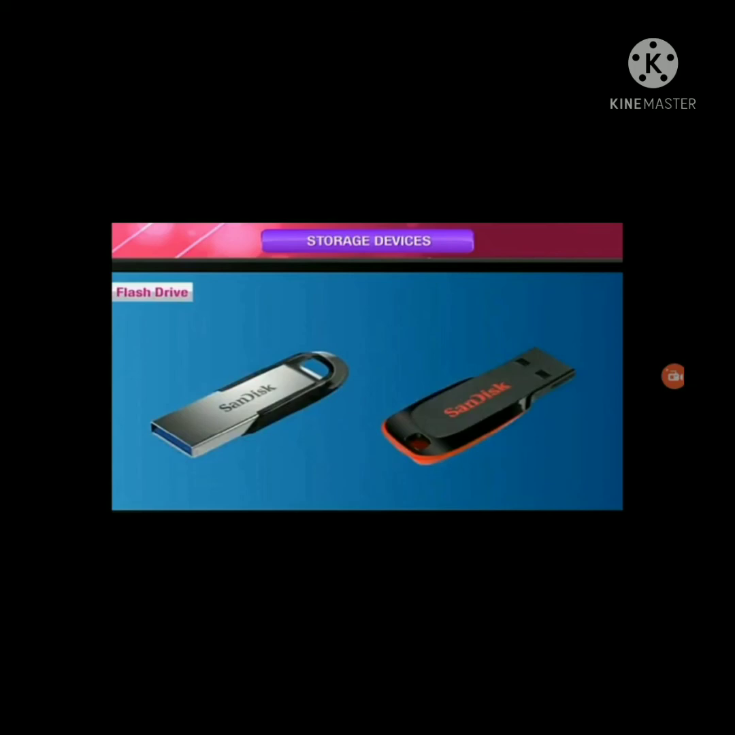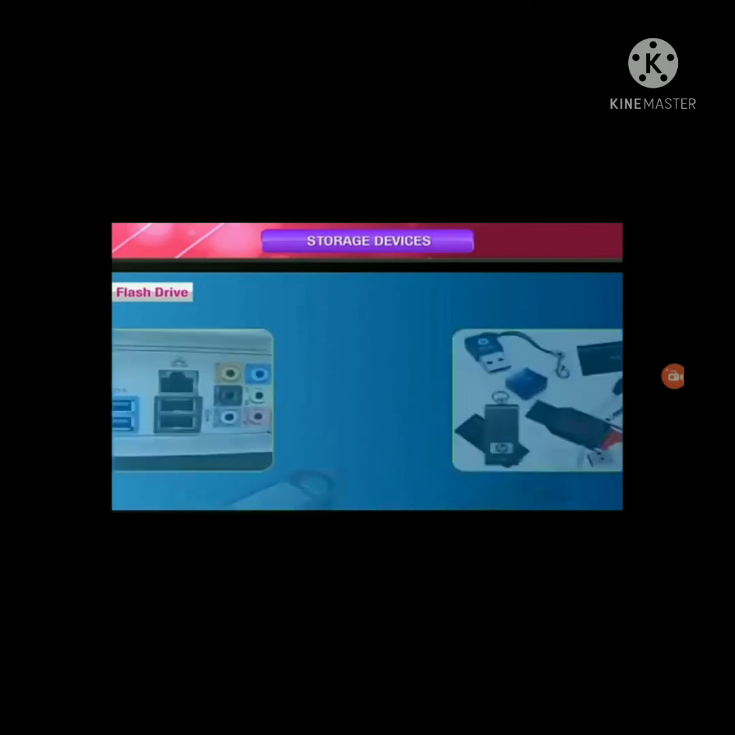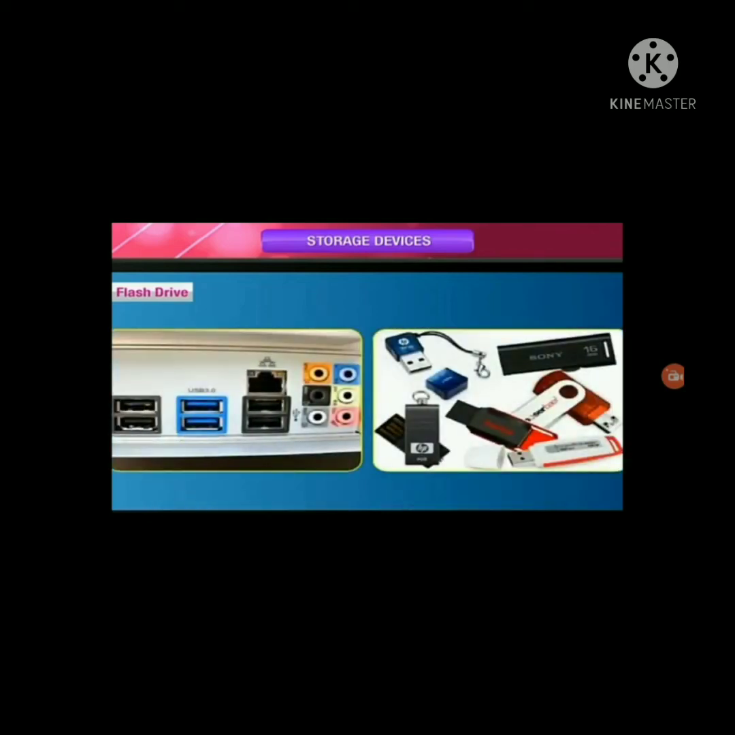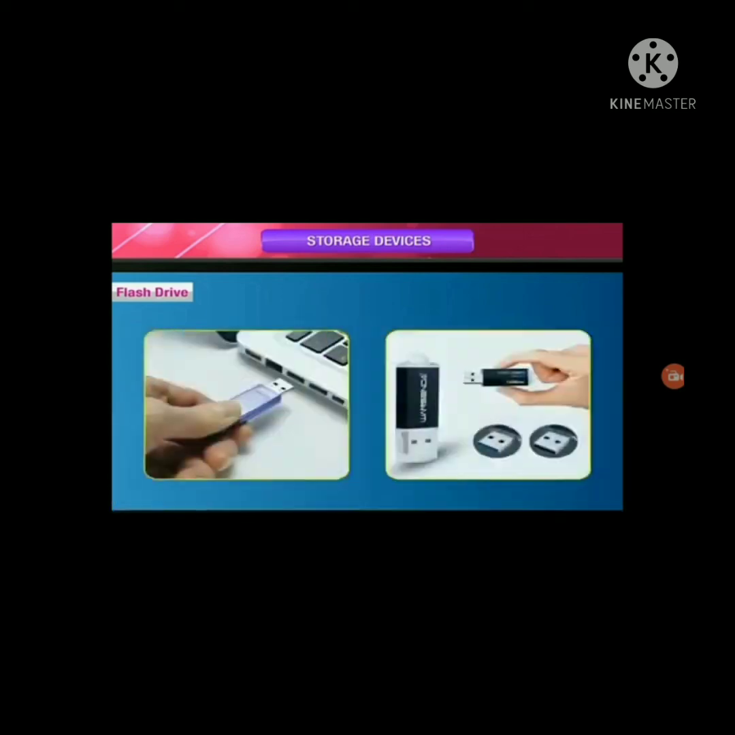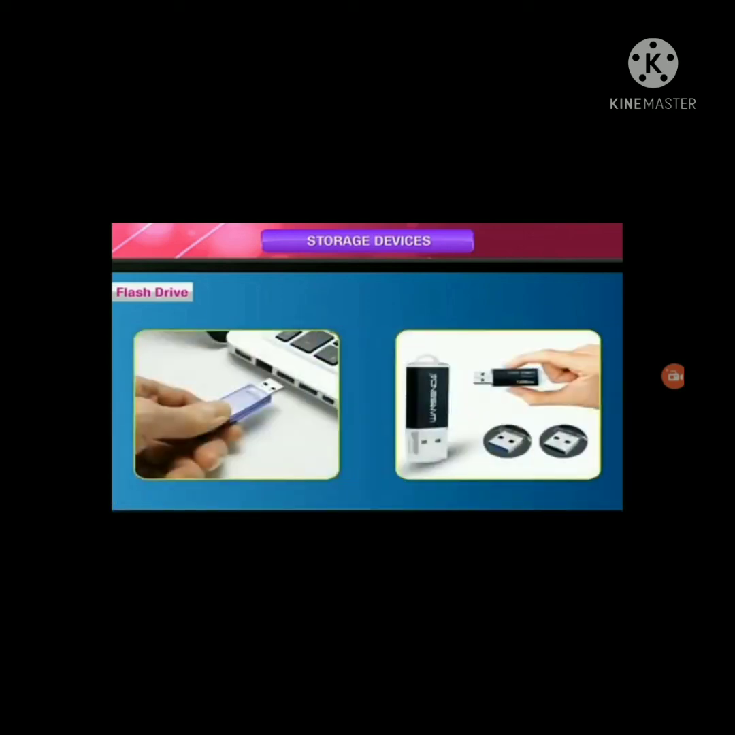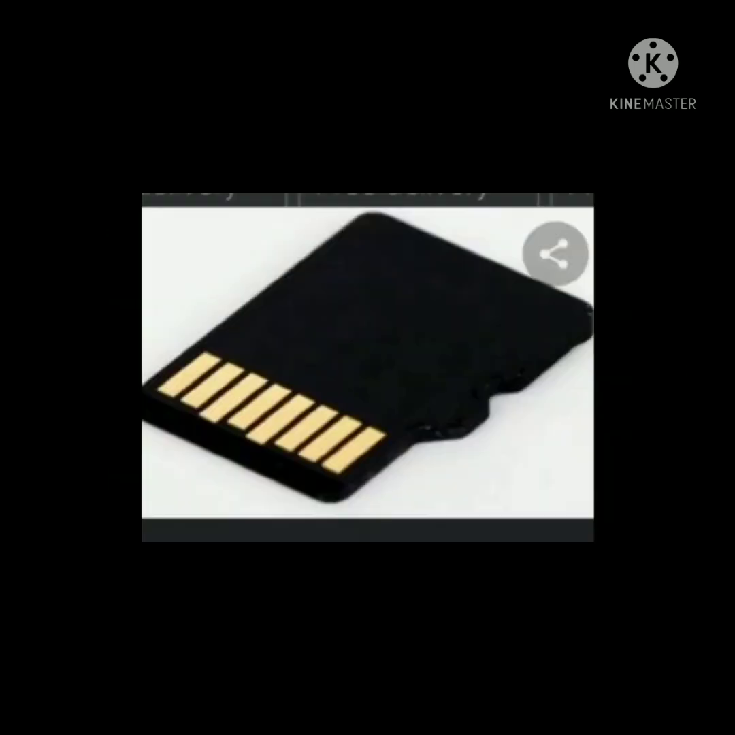It is popularly known as a pen drive. It is plugged directly into a computer through a USB port. It is used for copying and moving data from one computer to another. Depending on the USB flash drive, it can hold from 1 GB to 256 GB of data. USB flash drives come in all different shapes and sizes.